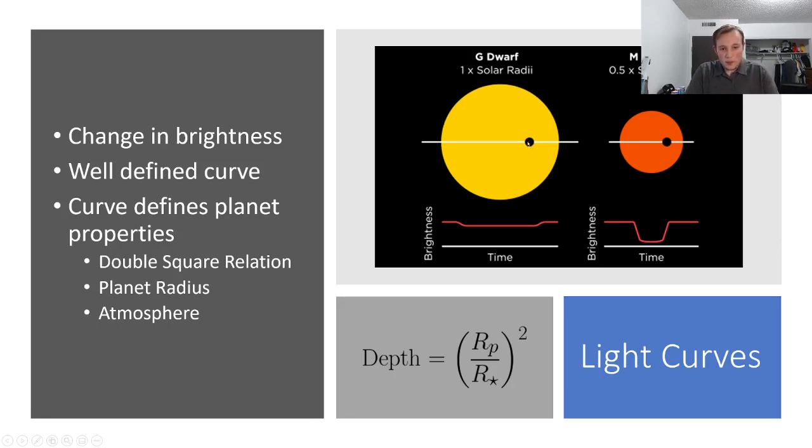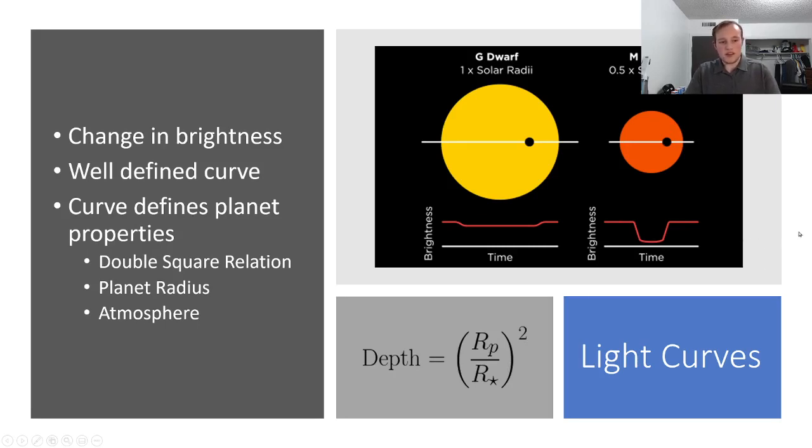When this opaque planet passes in front of the star, it blocks some of the light, resulting in a dip in the brightness. And so when we measure the brightness over time, we see this dip. And the depth of this dip is equal to the radius of the planet divided by the radius of the star, squared. So when we have a smaller star, such as this, we see a greater dip.